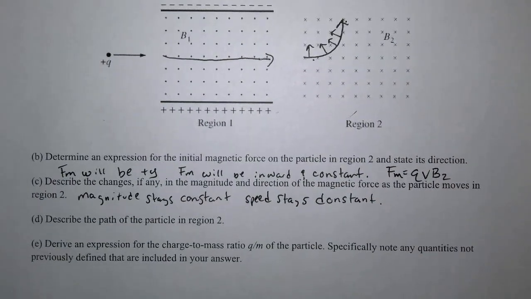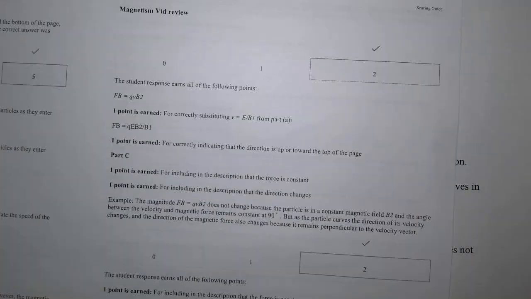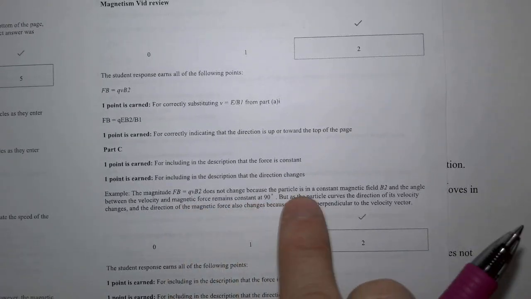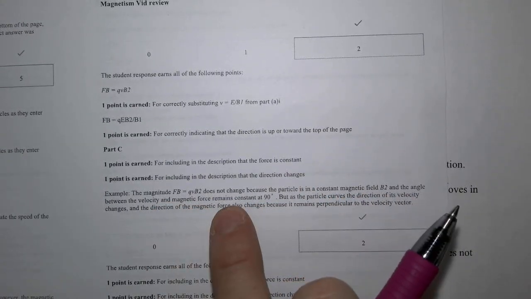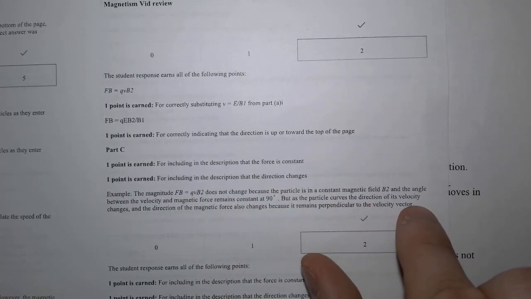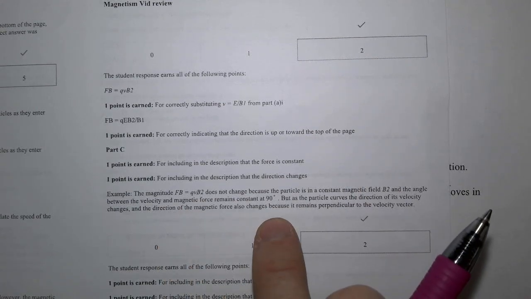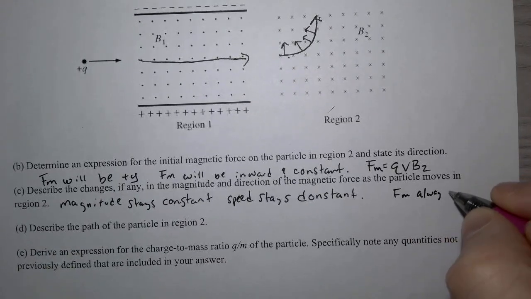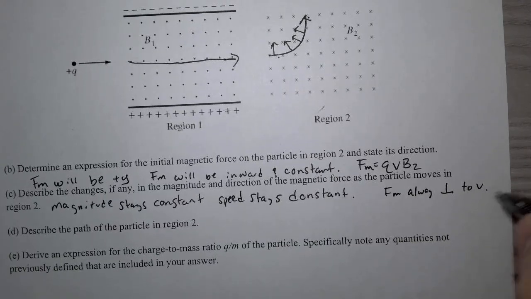I wonder what AP worded that as. I gotta find it. Oh my gosh. The force is constant, including a description of the direction changes. So force magnetic does not change. It is always constant. The angle between the velocity and the magnetic force remains constant, perpendicular, 90. I probably wouldn't have worded it that way. But as the particle curves, the direction of the velocity changes, and the direction of the magnetic force also changes because it remains perpendicular to the velocity vector. So you would need to say that the force magnetic is always perpendicular to the velocity. Okay.